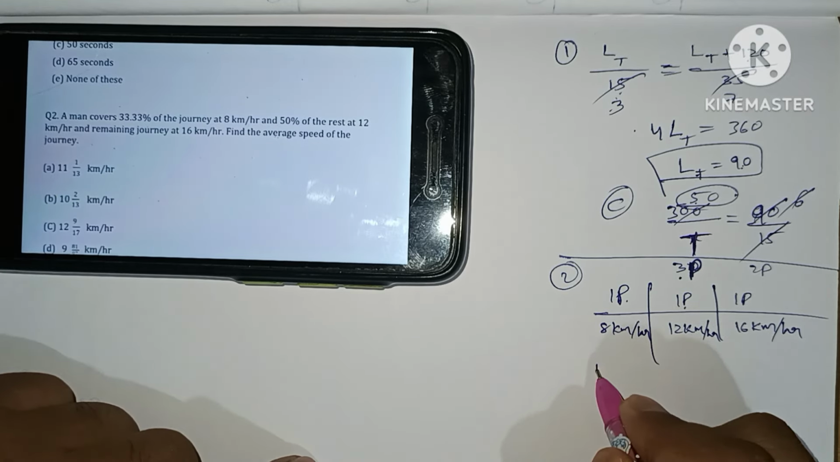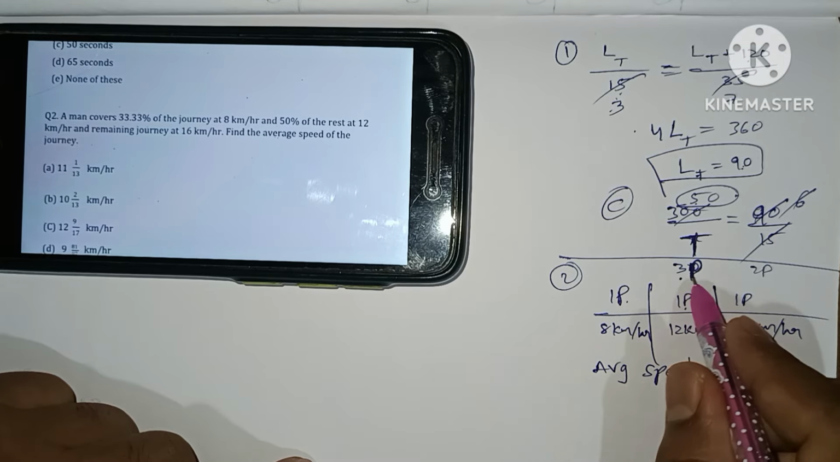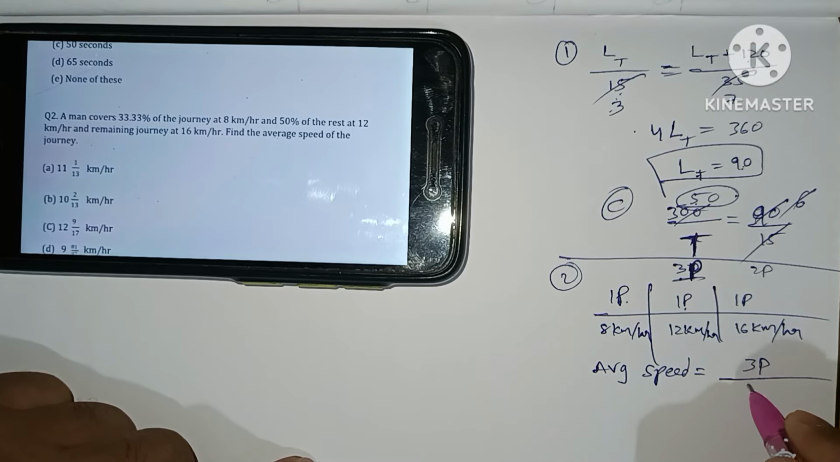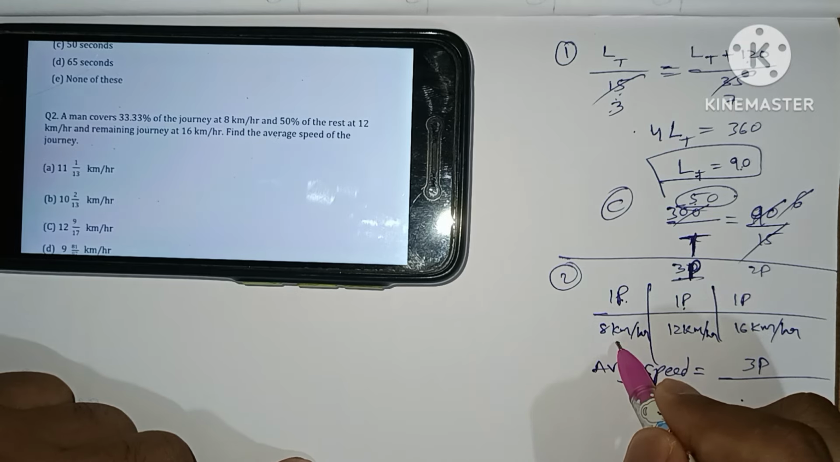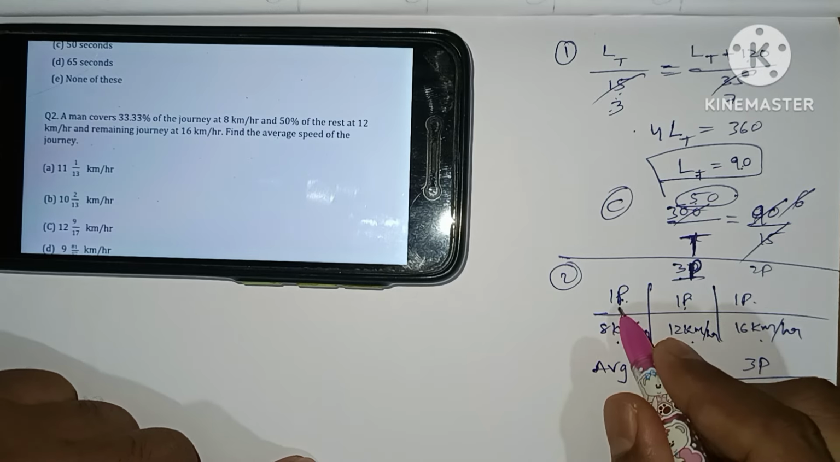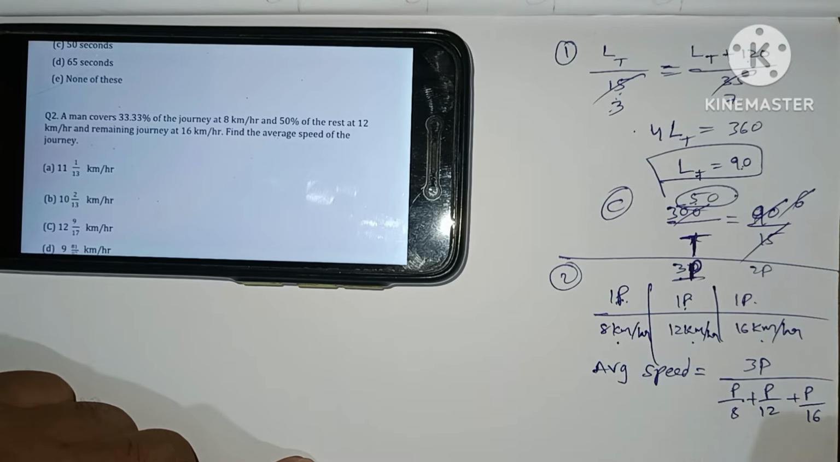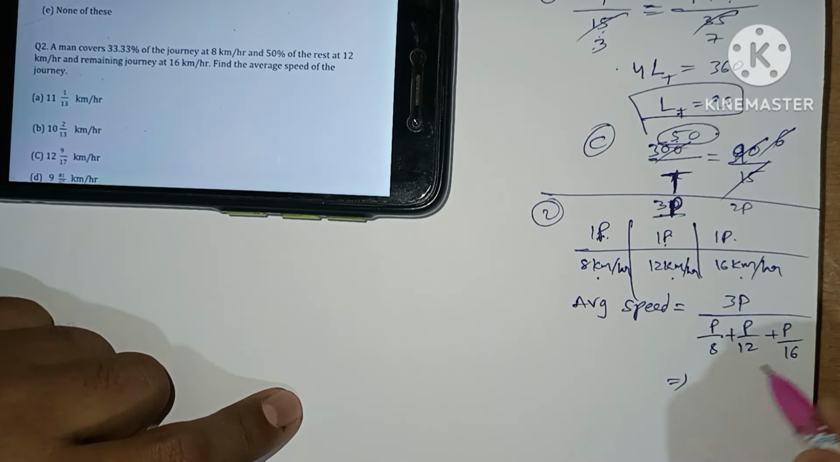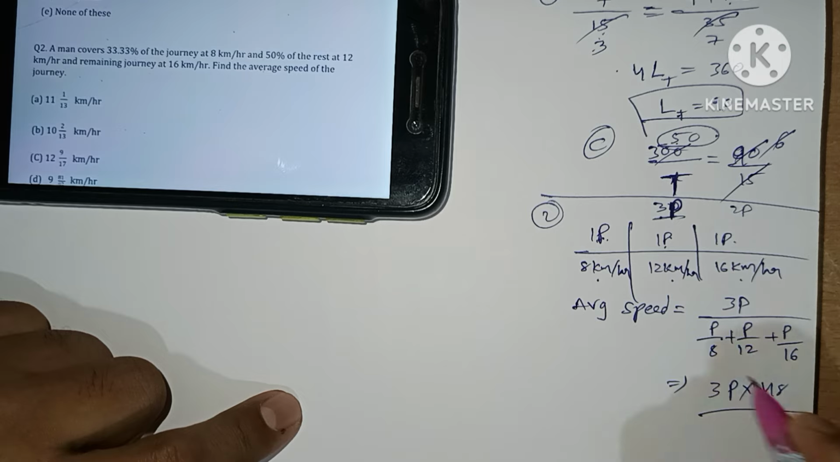Now the question asked is average speed. Average speed is equal to total distance, total distance is 3p, divided by total time. We have distance by speed, which is t1, distance by speed t2, distance by speed t3. So p divided by 8 plus p divided by 12 plus p divided by 16. The LCM of all the three is 48. So 3p into 48 goes to the top.